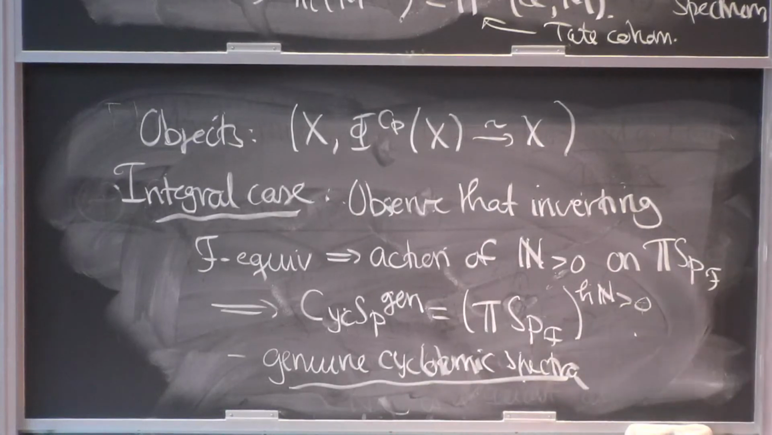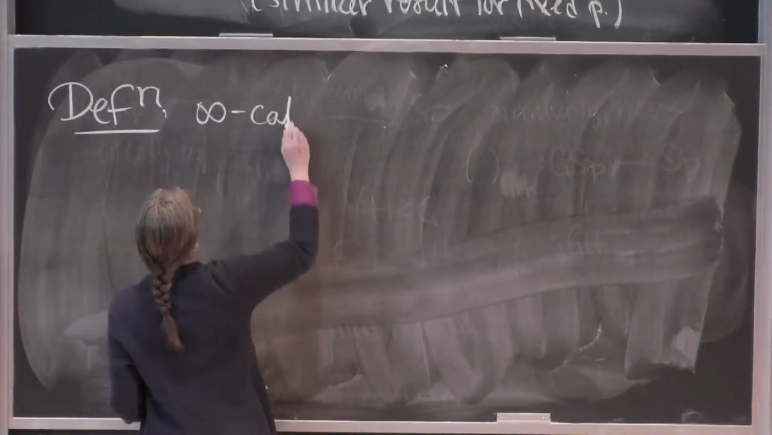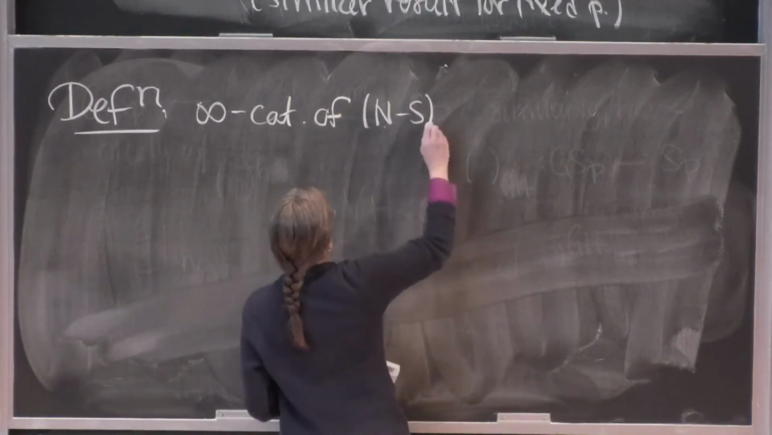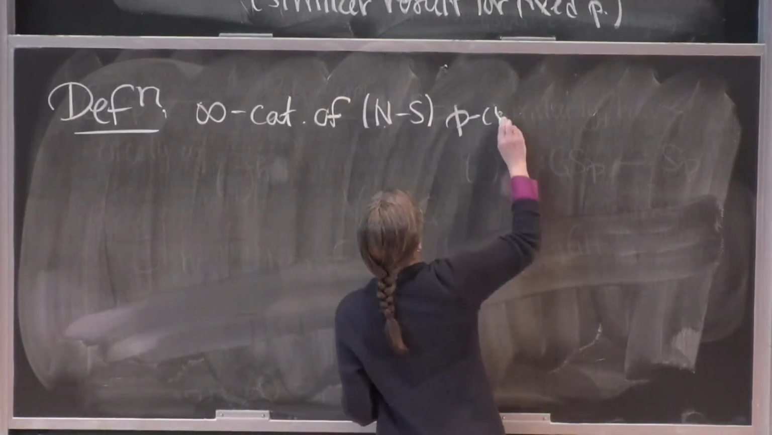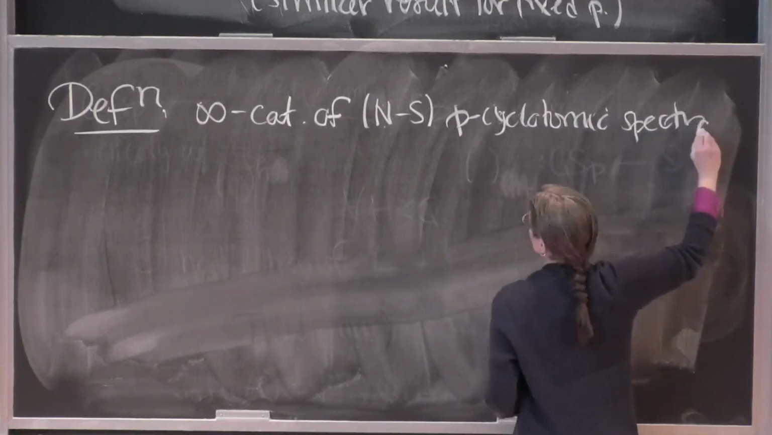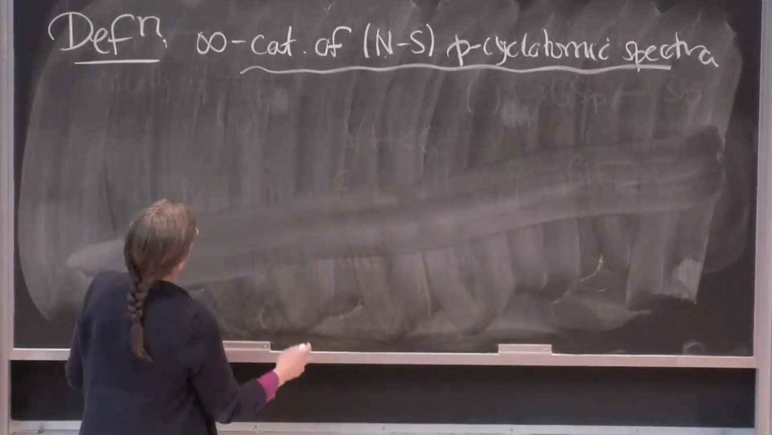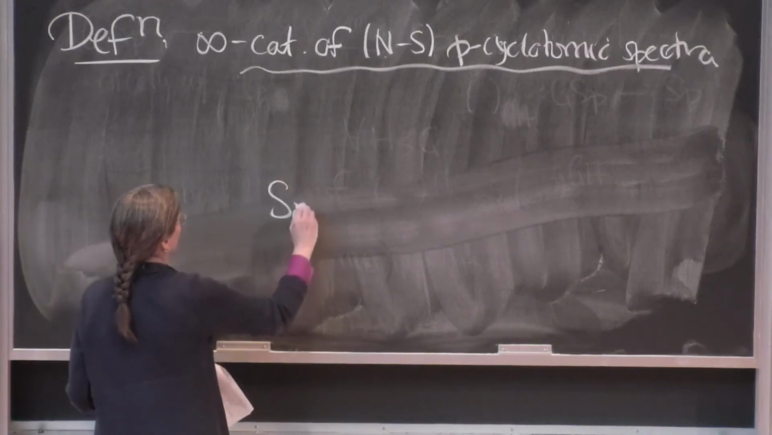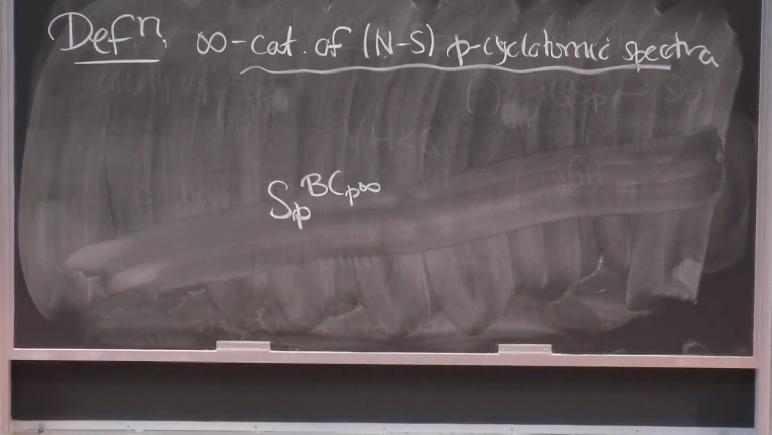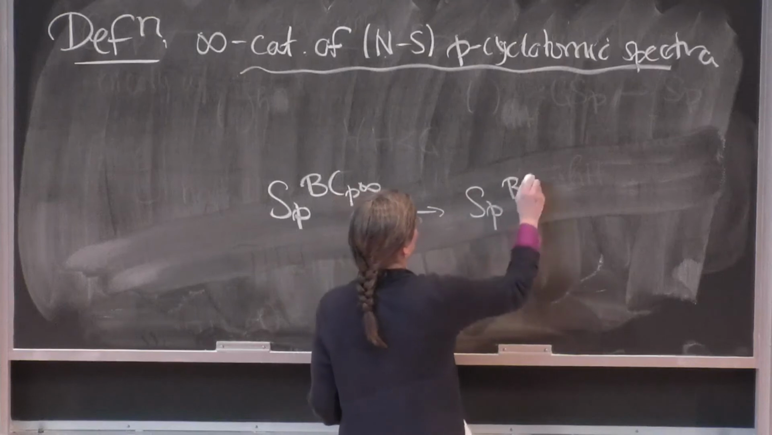Here we go. So if we want to have the infinity category of Nikolaus-Schulze p-cyclotomic spectra, what are we going to do? Well, we're going to take first the category of all spectra equipped with an action of the Prüfer group. And we're going to map that into here.